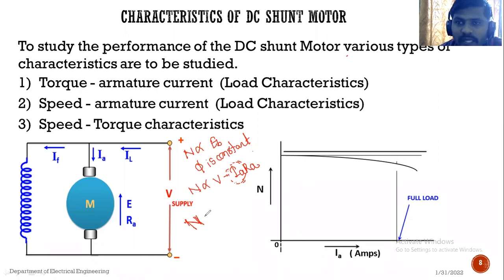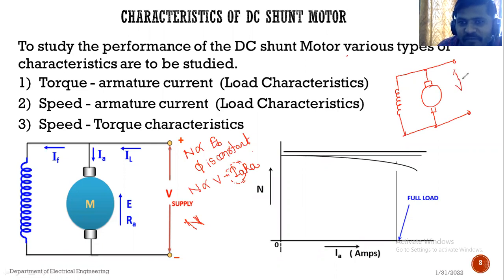Hello? If B increases, then phi also increases, then speed increases. I think you have not understood the concept. See, this is the flux field winding. This one is the armature of the DC motor. And here is the supply, provided to the DC machine, that is V volt.